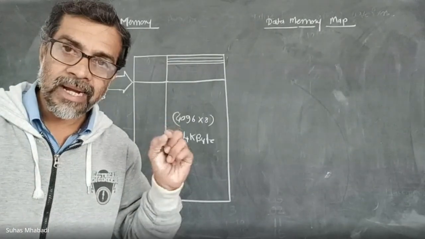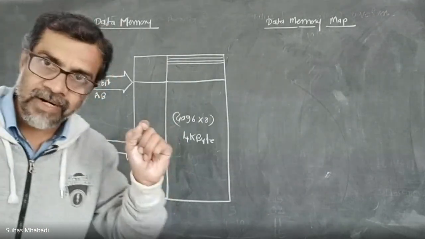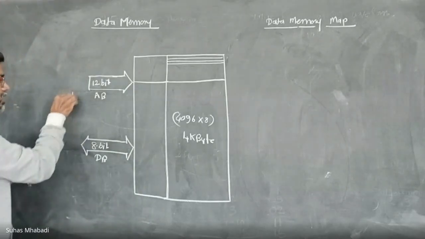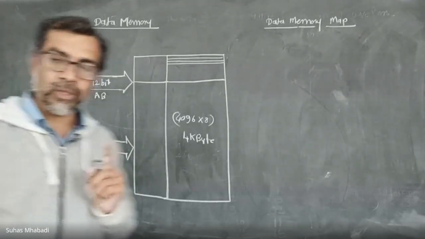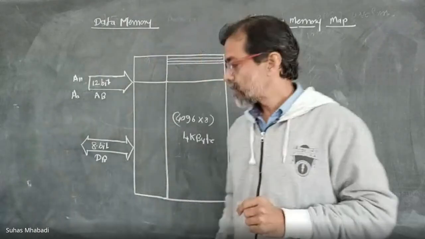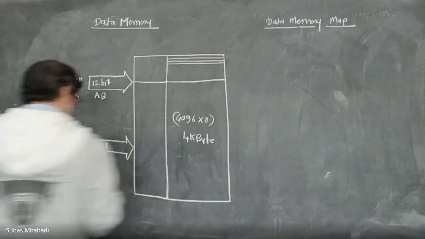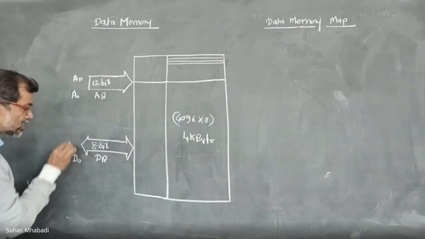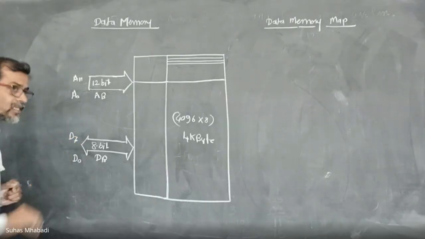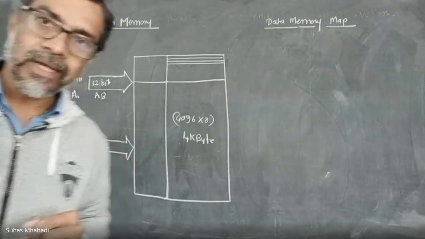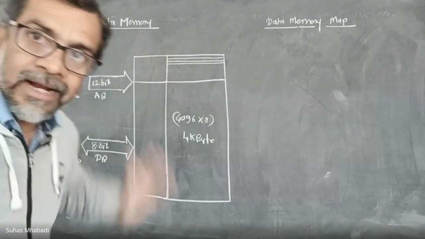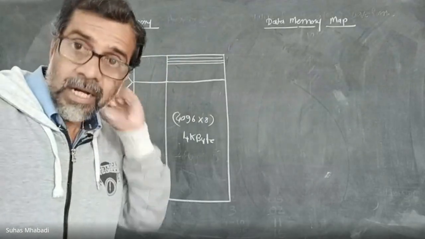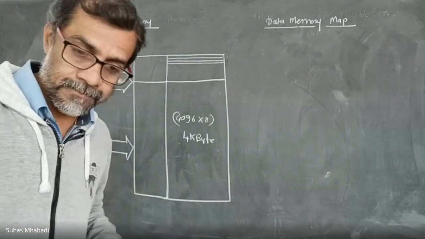Every address line is defined by a different name. The first line is A0, the last line is A11. In total we have 12 lines. Similarly, for the data bus, the first line is D0, the last line is D7. In total we have 8 different lines. And this structure is called data memory. Up till this we have seen in the last lecture.